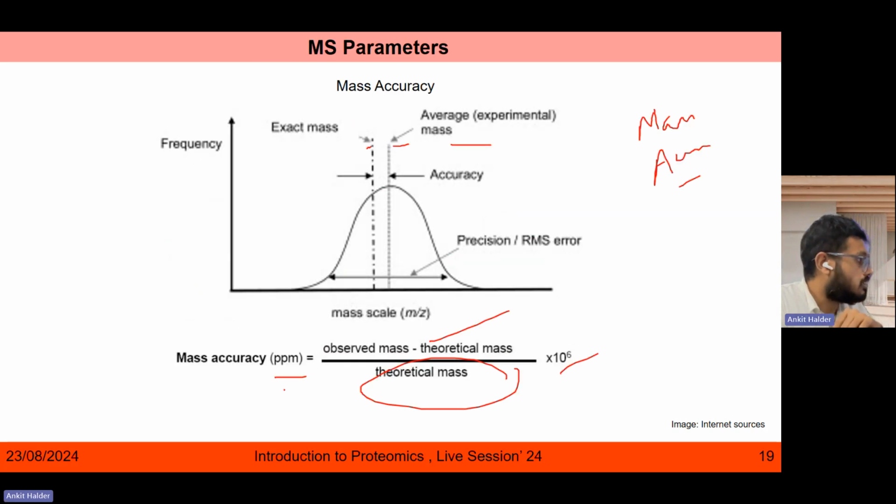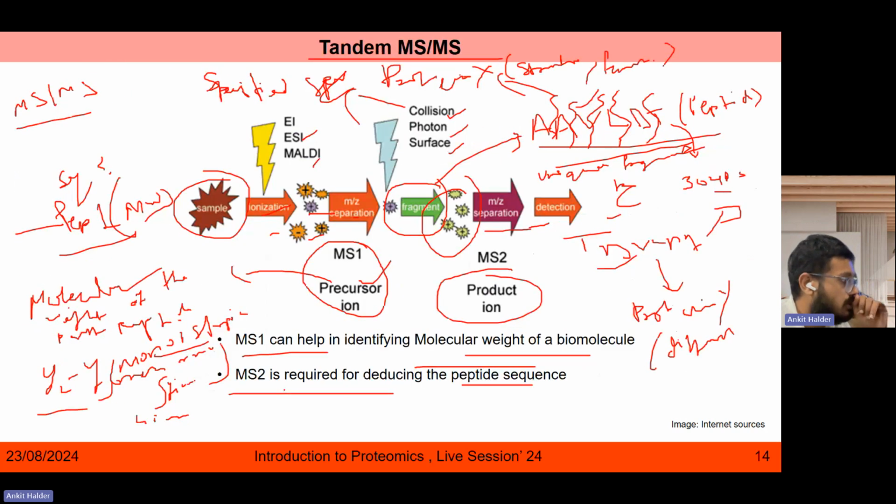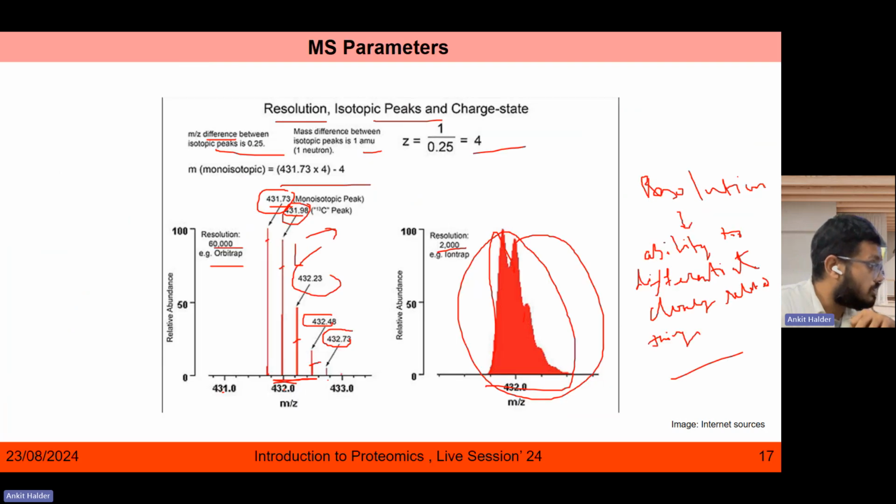So now we have talked about tandem MS/MS, and we have talked about the different acquisition techniques, like data dependent acquisition and data independent acquisition. Now, we will talk about how this fragmentation from MS1 to MS2 occurs and what are those types.